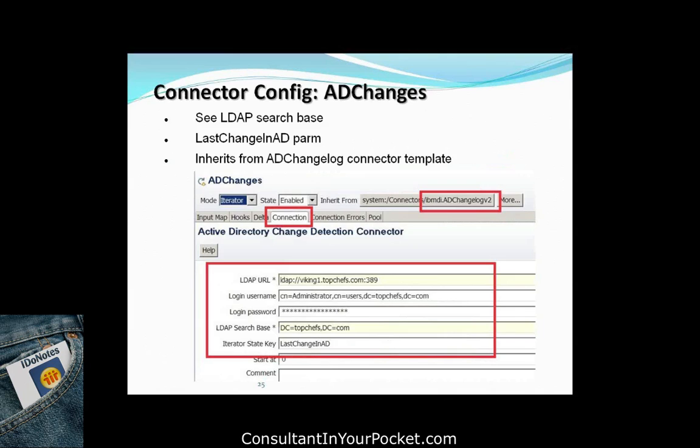In this case, again, we're going to be using the login username that we used previously, the same search base. And because it's an iterator, we're going to use an iterator state key, and we're just going to go with the default. The iterator state key is used in determining when last changes took place. Because this is a change detection connector, Tivoli will keep track in its internal databases as to when a change took place, and this internal key is important in doing that. But you can generally go with the default. It's not something that you usually have to worry about.